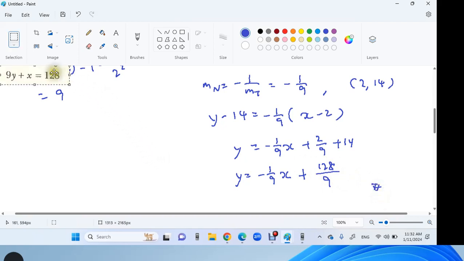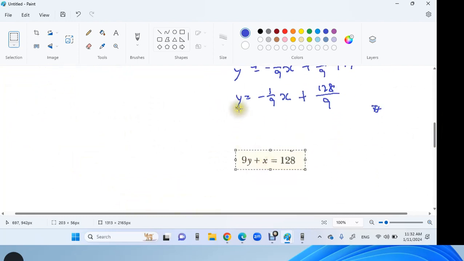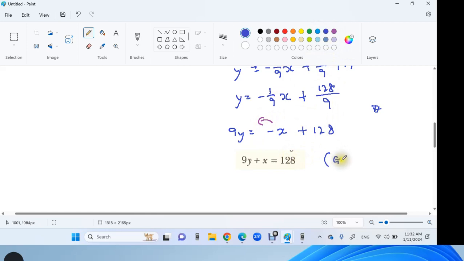The answer in the textbook is 9y equal to this one. Actually, these two are equivalent. How can we get this one? We just multiply everything by 9, then it becomes 9y equal to -x plus 128. And then we move the x to the left side, and it looks like this. This one is like a general form.